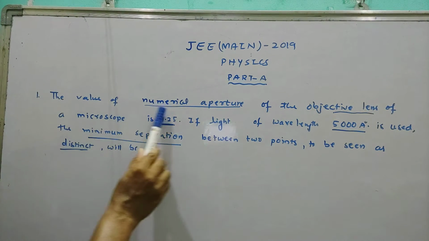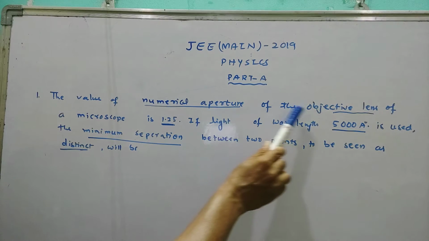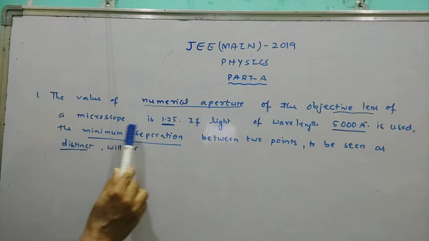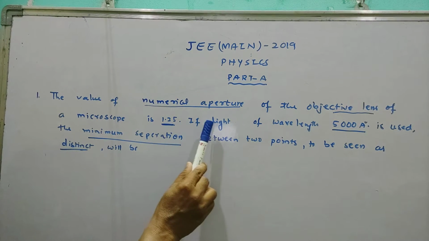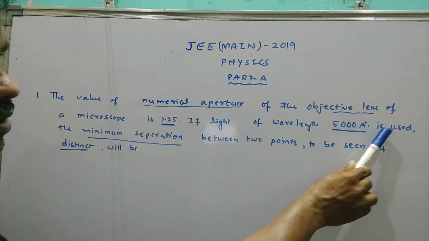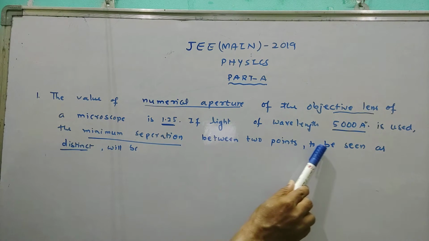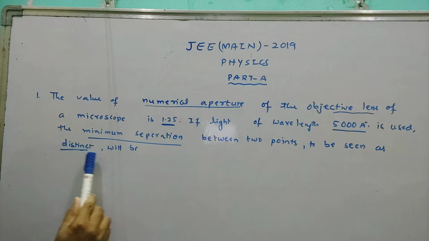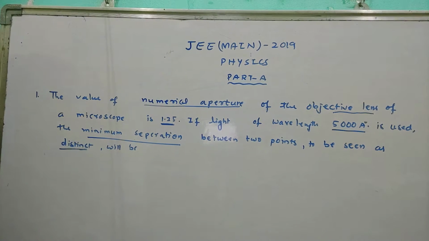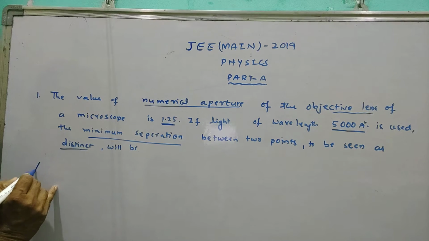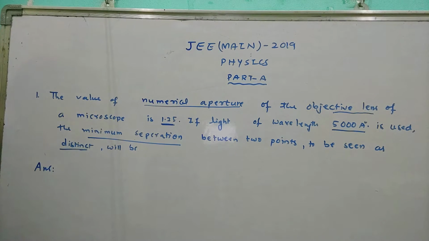The question is, the value of numerical aperture of the objective lens of a microscope is 1.25. If light of wavelength 5000 angstrom is used, the minimum separation between two points to be seen as distinct will be. So, the answer for this question.